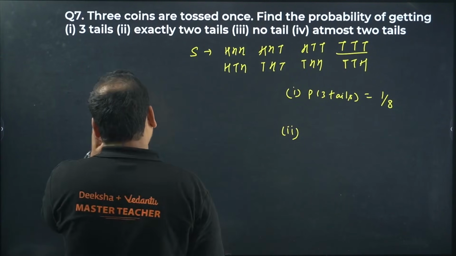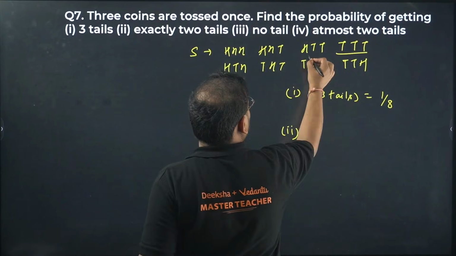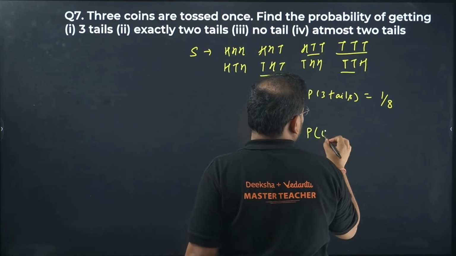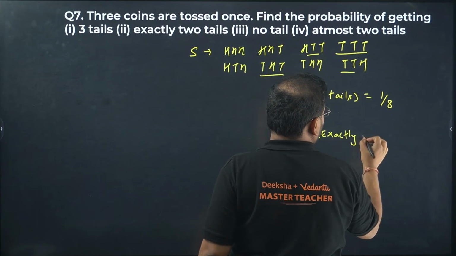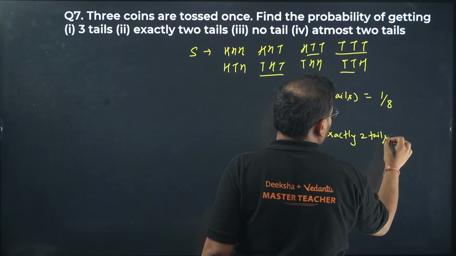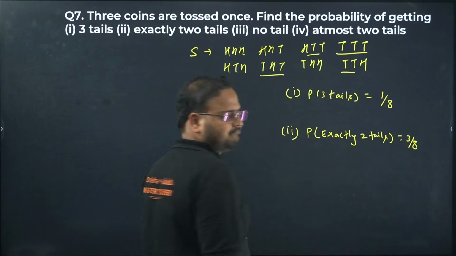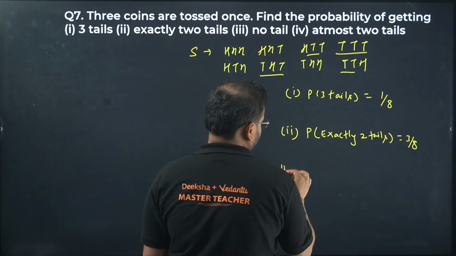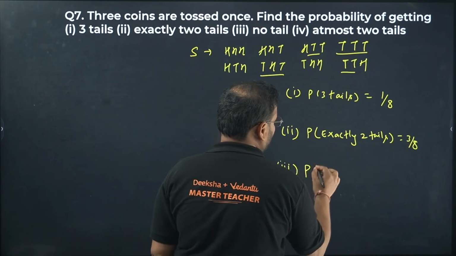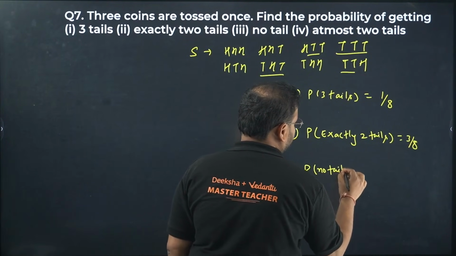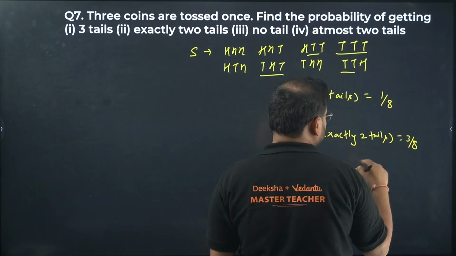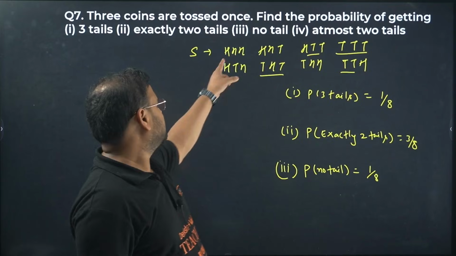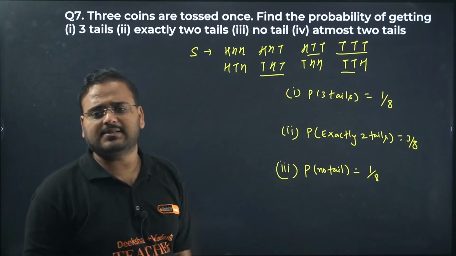Next one, exactly 2 tails. So we have 1 over here, 1 over here, and 1 over here. Exactly 2 tails will be what? 3 out of 8. Next, third one, no tail. Will be what? Only once means triple H. 1 by 8. Correct. No tail means what? All heads. That's the only case where we don't have any tails.